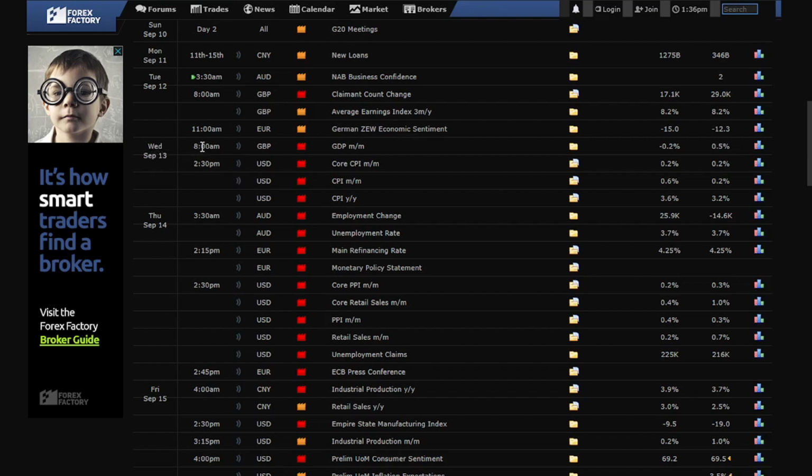At 8 a.m. we have GBP GDP. It's a high impact expected. And let's look at 2:30 p.m. we have USD. Watch out for this one. It's a high impact expected. It's a core CPI at 2:30 p.m. We also have CPI at 2:30. We actually have CPI on USD dollar.